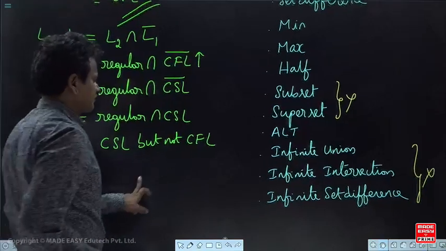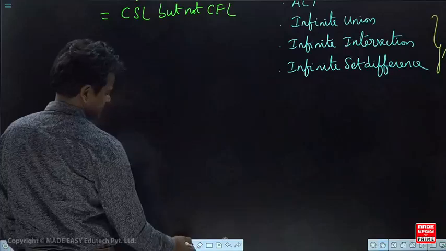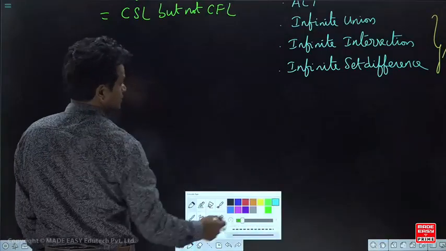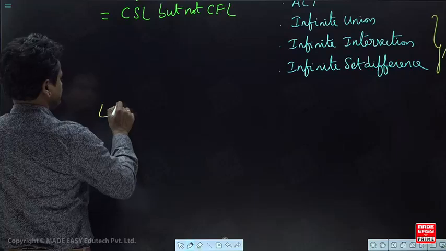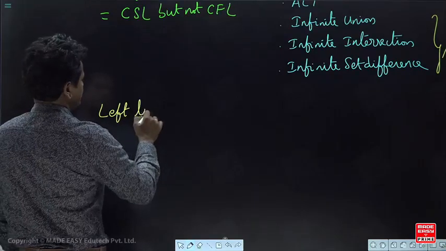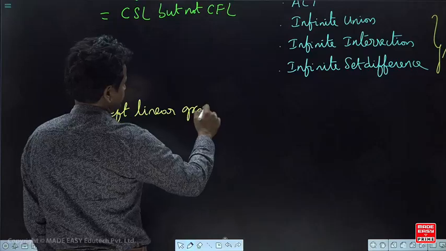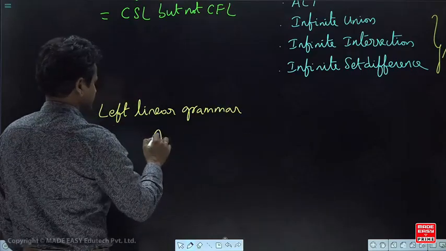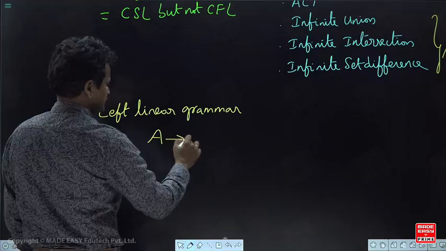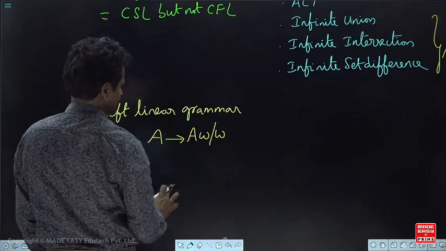Okay, now, so what is left linear? Somebody is asking the doubts. Left linear grammar. In the types of grammar I have told you, left linear grammar, the right side leftmost symbol either is AW or W.